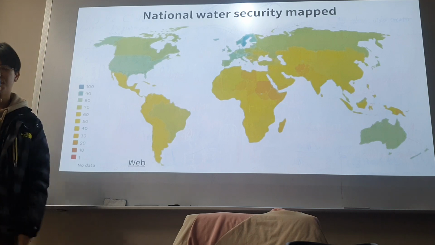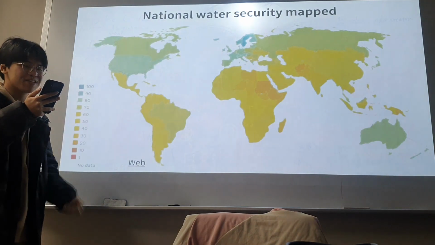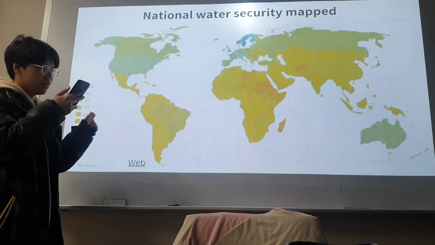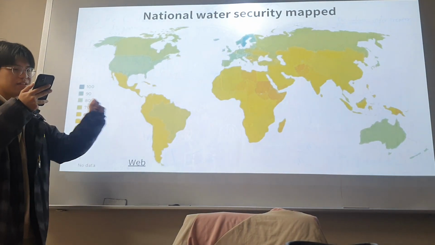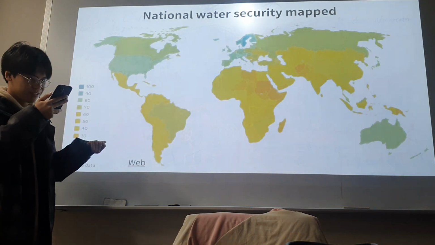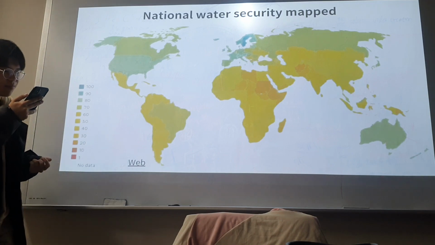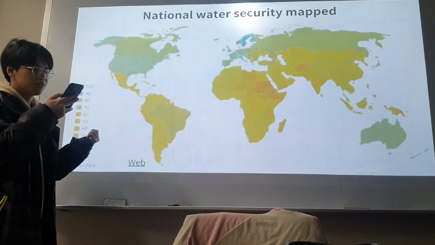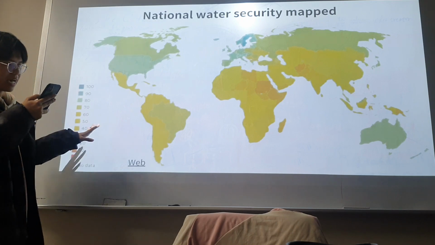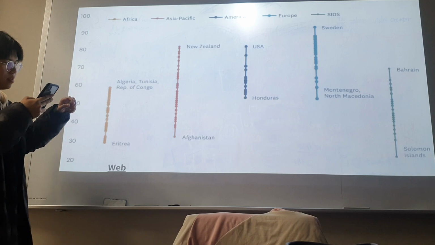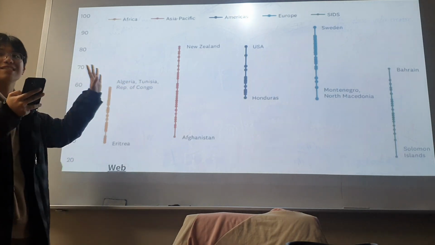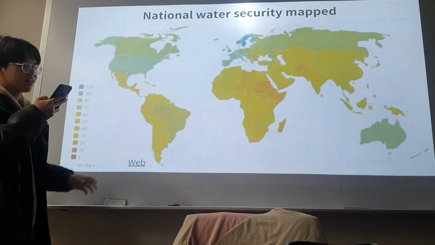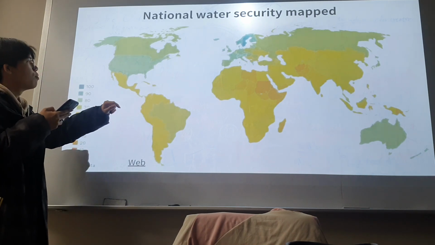And the 10 components of the water security assessment are drinking water and sanitation, good health, water quality, water availability, water value, water governance, human safety, economic safety, and water resource sustainability.